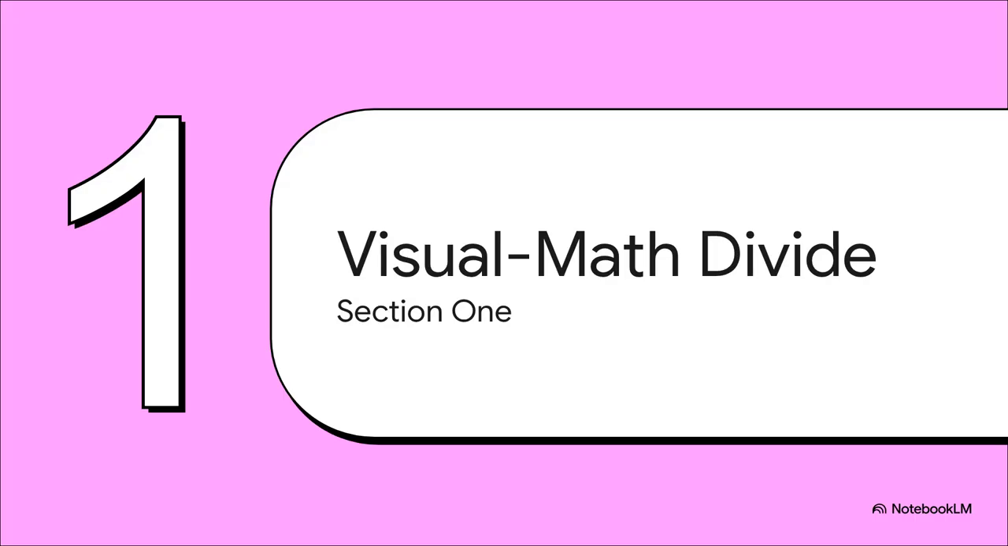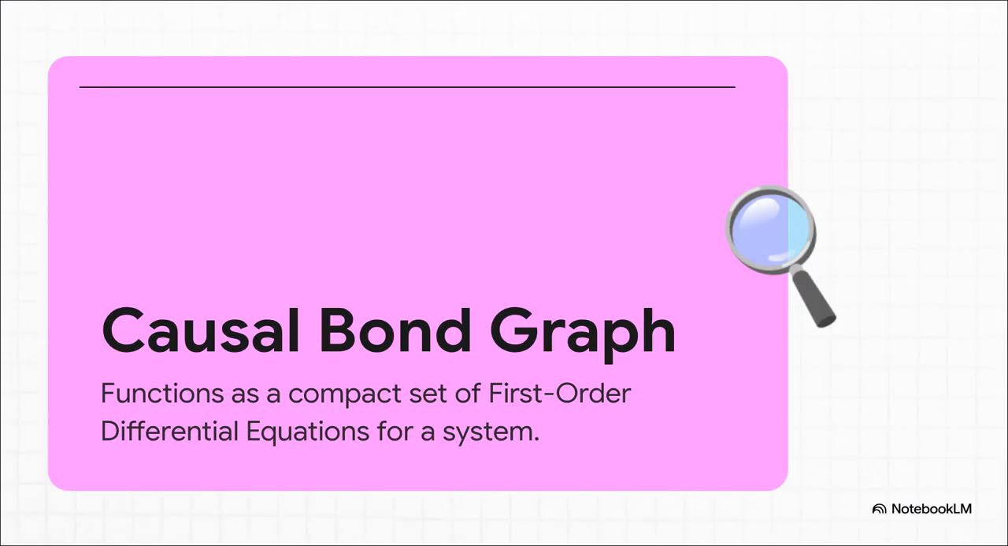Section 1. The Visual Math Divide. We're starting out on the shores of visual diagrams before we cross over into mathematical analysis. To make this crossing from visual to mathematical, we first need to understand the tool we're starting with, the causal bond graph. Now, the absolutely crucial point here is that a causal bond graph isn't just some simple sketch of springs, masses, and dampers. No way. It actually functions as a deeply compact set of first-order differential equations, just waiting to be unlocked.